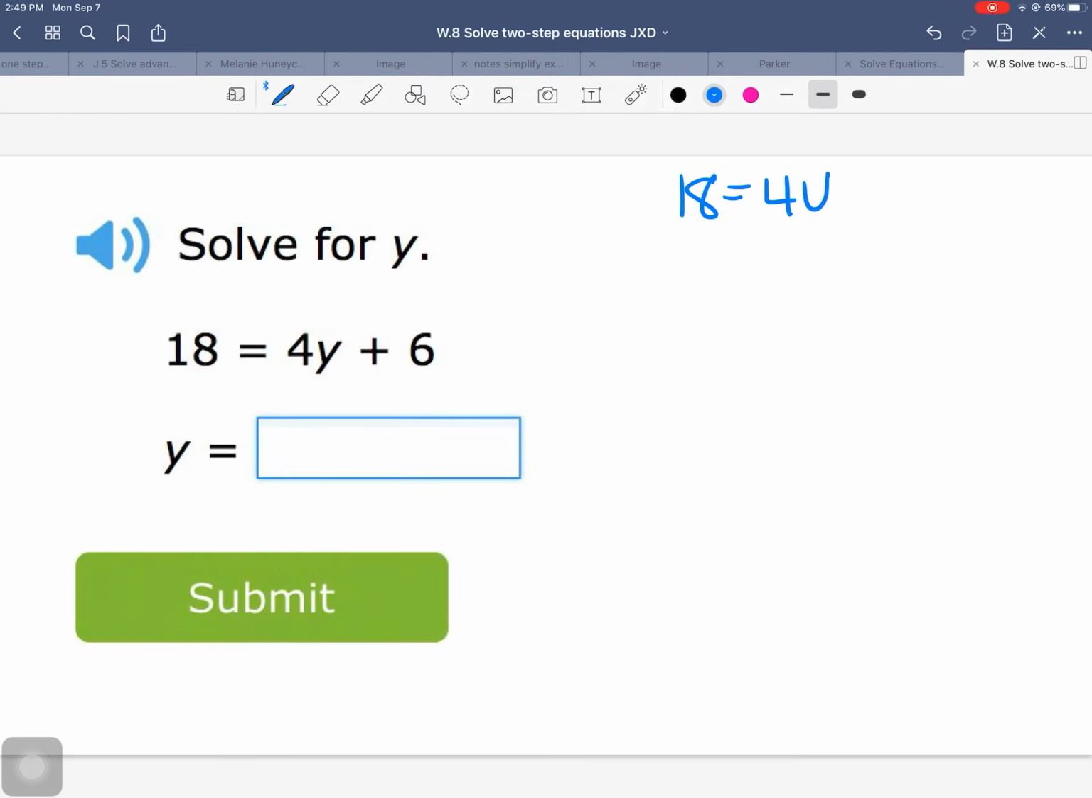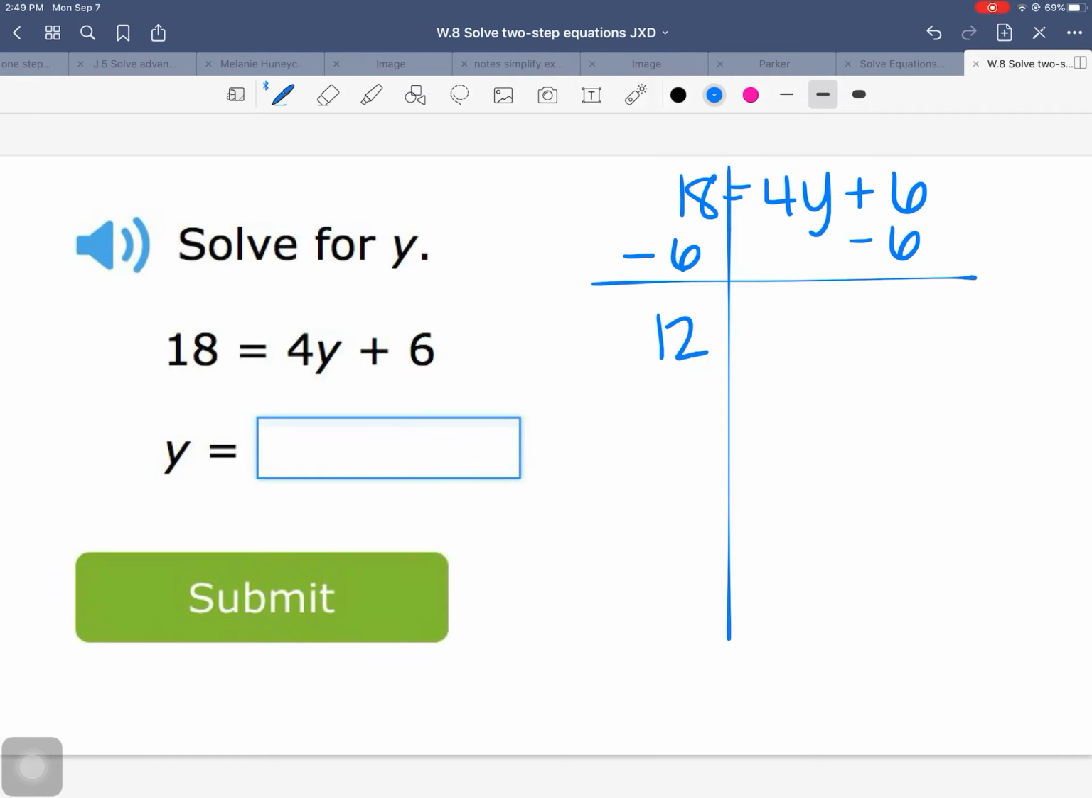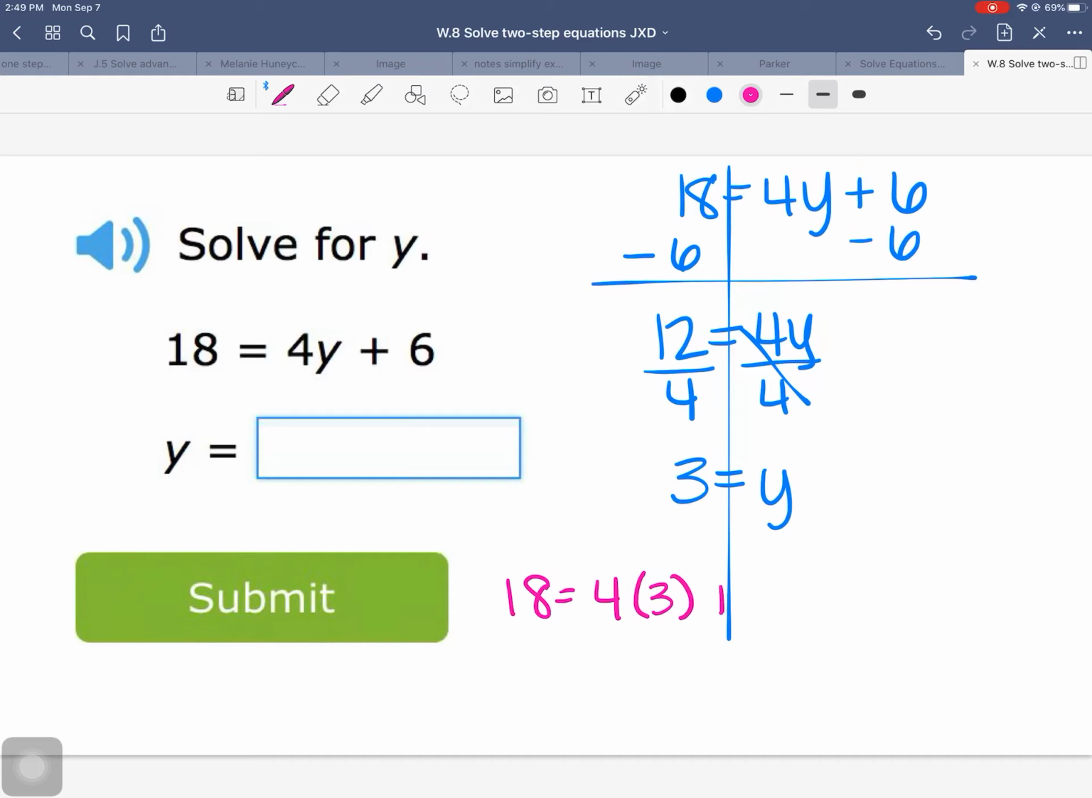18 is equal to 4y plus 6. I'm going to subtract 6. 12 is equal to 4y. Divide by 4. 3 is equal to y. To check my answer, 18 should be equal to 4 times 3 plus 6. 4 times 3 is 12, plus 6 is 18, and it works. And this is where we check our answer.